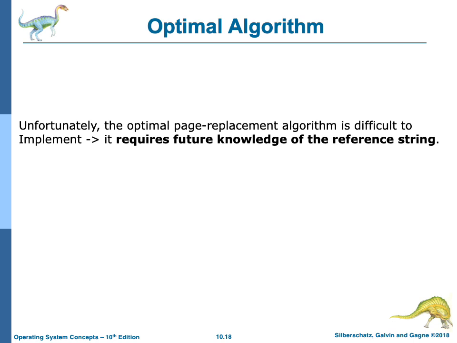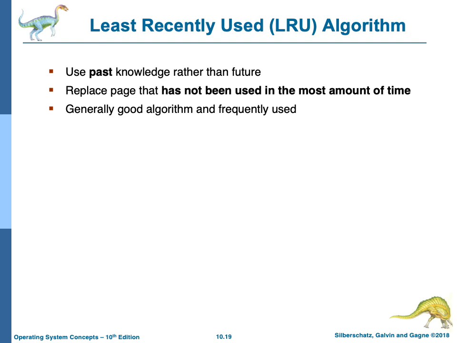We don't know the future pages that will be referenced by that process. And so we need a different algorithm that does not necessarily need knowledge of the future, and that's the least recently used algorithm.